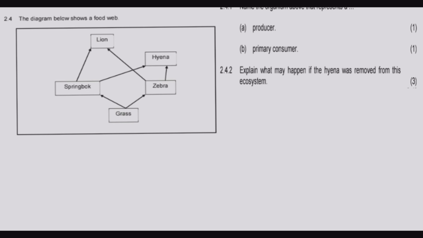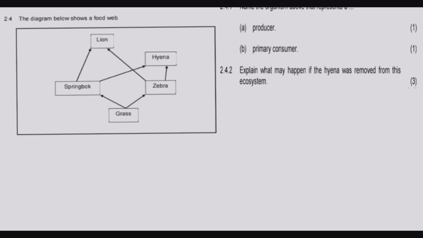Question 2.4 was as follows. The diagram below shows a food web. We have got lion, springbok, hyena, zebra, and grass. After we have studied the diagram, you take note of it. You can see the zebra being eaten by the lion, the springbok being eaten by the lion, the zebra and the springbok eating the grass, and the springbok and zebra are also eaten by the hyena.